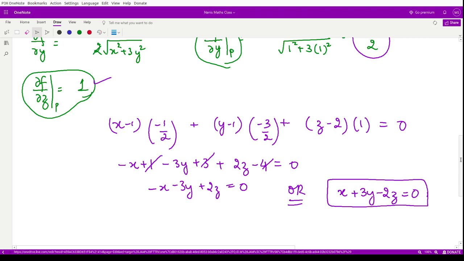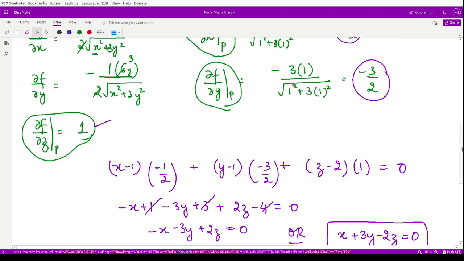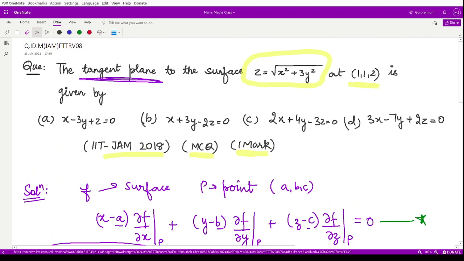So let's head back to our options and look at the correct option. So x plus 3y minus 2z is equal to 0 is given by option number B. x plus 3y minus 2z is equal to 0. So here option B is the correct option.